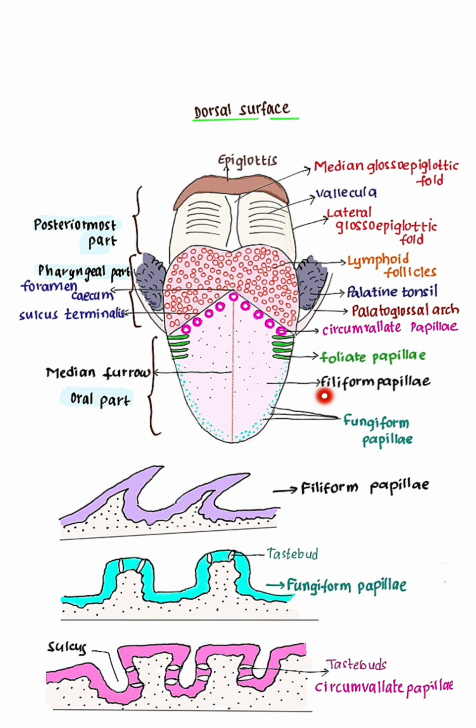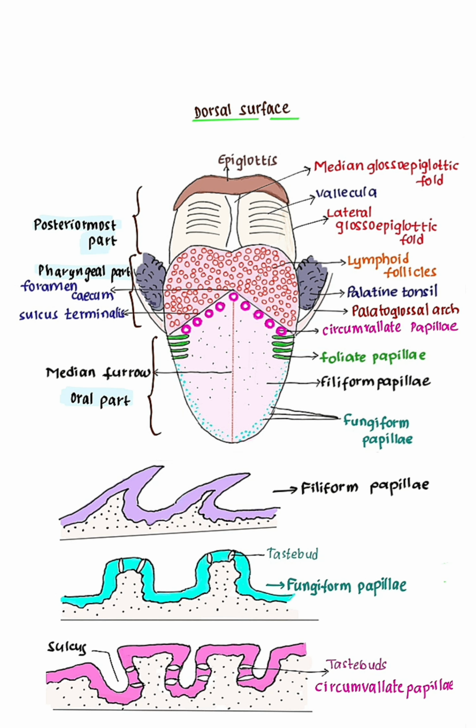Filiform papillae. They are narrowest. They are numerous. They cover the presulcal area of the tongue. They are minute conical projections with sharp pointed tips. It is covered with keratin.